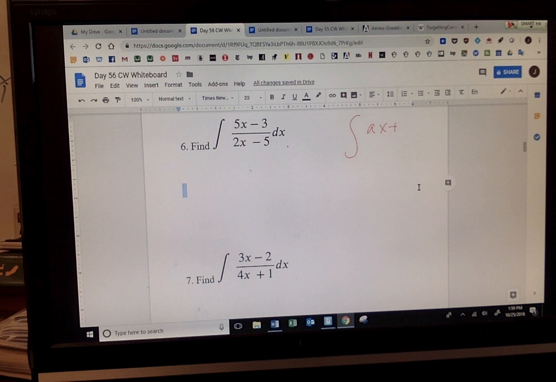It's ax plus b over cx plus d. So in other words, you have a linear expression on the top and you have a linear expression on the bottom. In simple language, you have a line and a line. Is that clear? Here's a strategy.